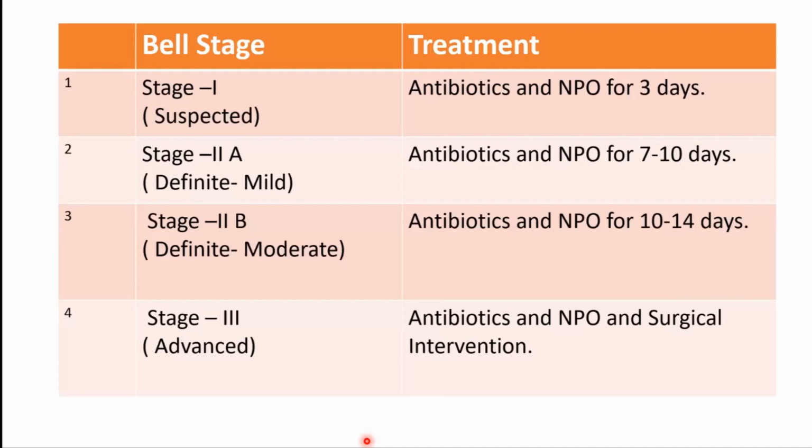Roughly, for stage 1, antibiotics and NPO for 3 days will suffice, while for stage 2, where it is a mild disease, NPO for 7 to 10 days is okay, and for a more severe stage 2 you may need a prolonged NPO for 10 to 14 days, and stage 3 is where you need a surgical intervention.